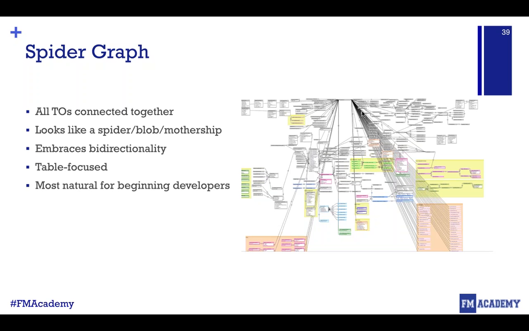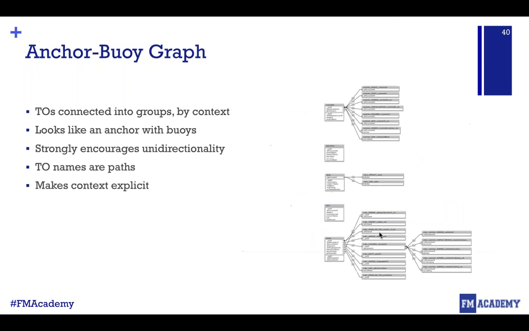Reading code is a lot slower in that environment. But that's a spider graph. It's natural. You'll see it a lot. In really small systems, it's not a big deal, but when you've got something crazy like this, it becomes very hard to work with. And so let's look at Anchor Buoy, and that's what our FM Quick Start was using.